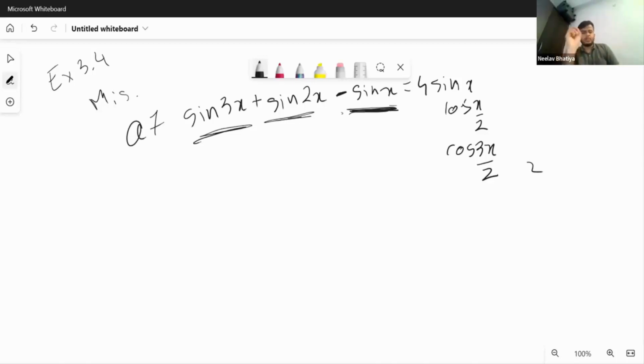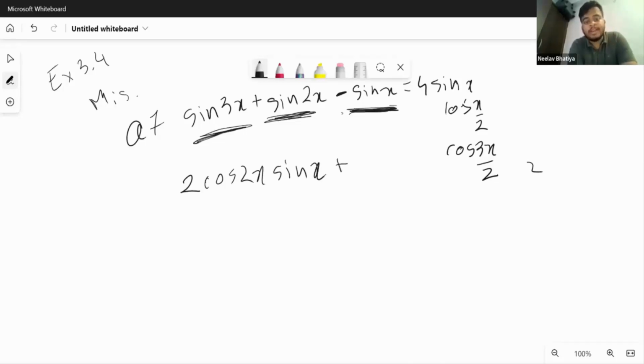The one thing that you might miss in this question is you need to expand sin 2x. That way you're going to take out sin x common, right? Let's try and do that. Let's apply the formula sin c minus sin d to these two terms and let's see what we get. So sin c minus sin d is nothing but 2 cos((c+d)/2) sin((c-d)/2). Correct. So (3x + x)/2 equals 2x, giving cos 2x, and (3x - x)/2 equals x, giving sin x.